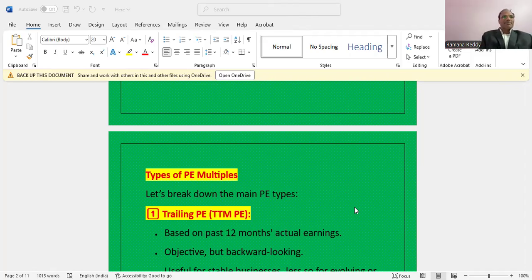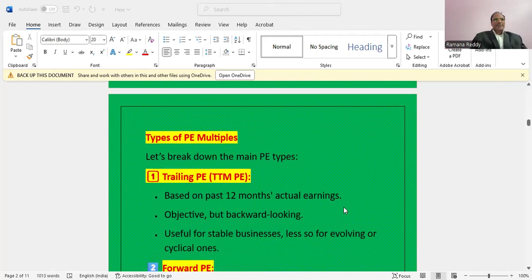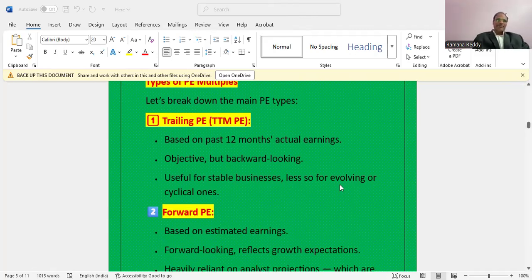First, trailing PE, TTM PE. Based on past 12 months actual earnings, objective but backward looking. Trailing PE is useful for stable businesses, less so for evolving or cyclical ones. So for stable businesses, generally we use this trailing PE.